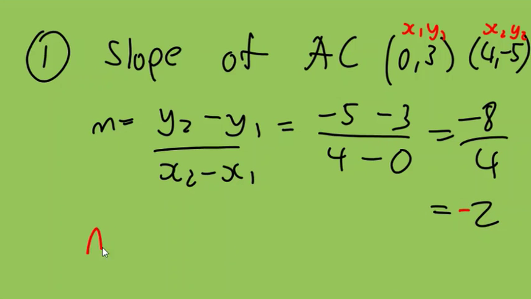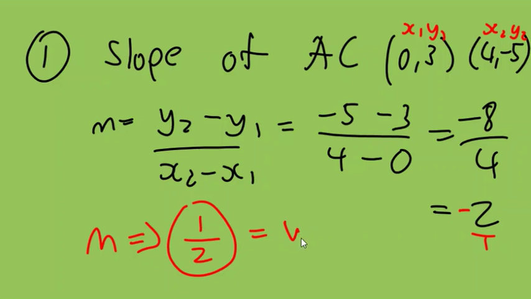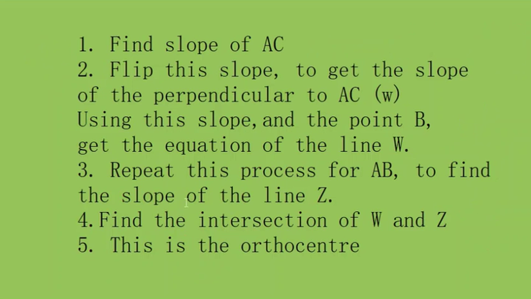So the slope of this flipped would be minus 2 over 1. Remember, flip them and change the sign. Okay, so that is my new slope, the perpendicular slope. That's going to be the slope of W. So putting that into our thing here, we know that the slope of AC is minus 2. The slope of W then is going to be positive 1 over 2. Using this slope and the point B, get the equation of the line W.